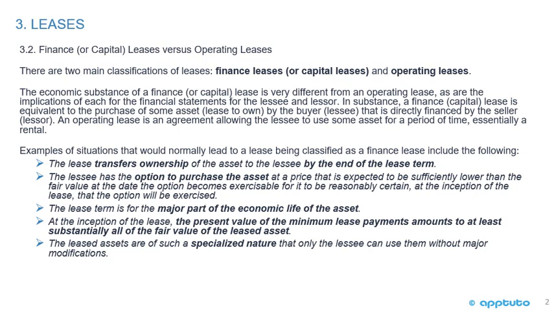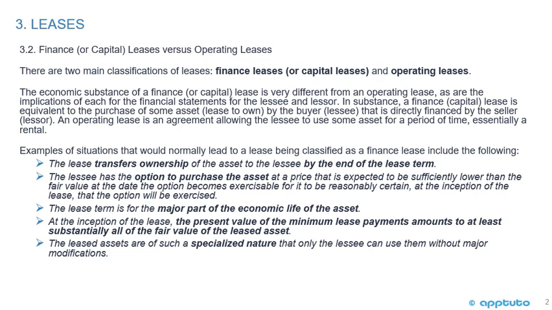In substance, a finance or capital lease is equivalent to the purchase of some asset, leased to own, by the buyer, who is the lessee, that is directly financed by the seller, the lessor. An operating lease is an agreement allowing the lessee to use some asset for a period of time, essentially a rental. So examples of situations that would normally lead to a lease being classified as a finance lease include the following.